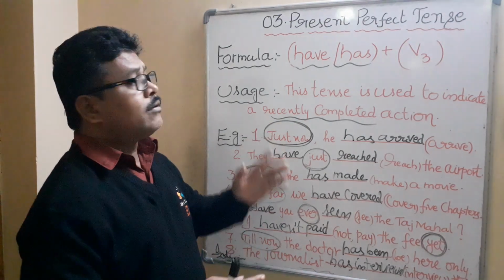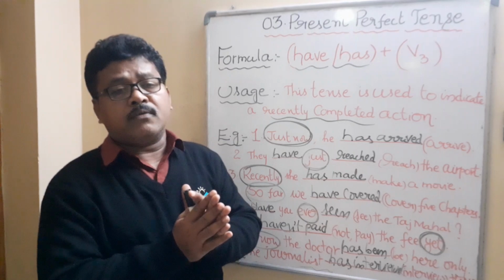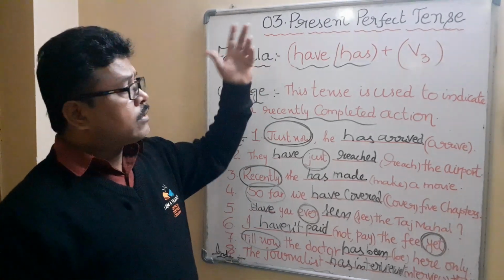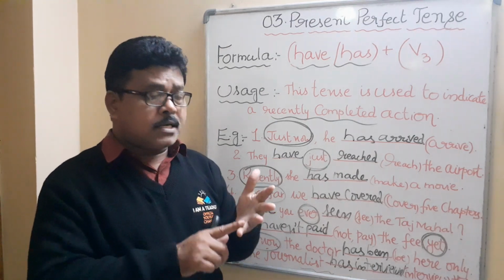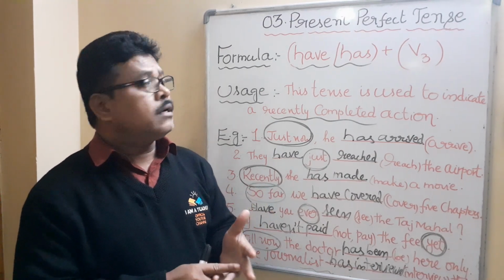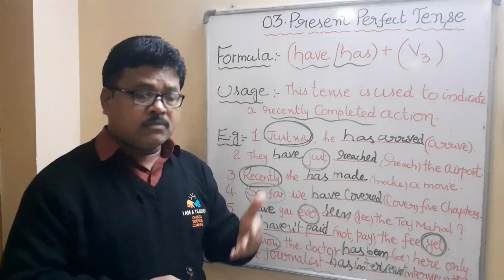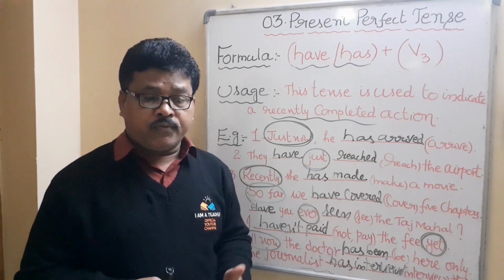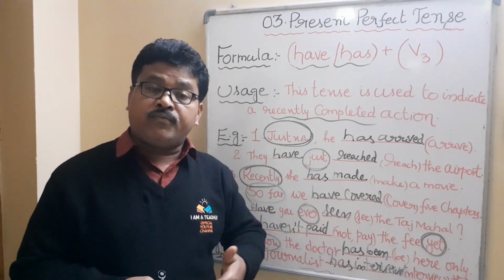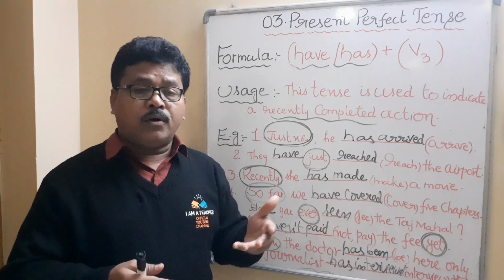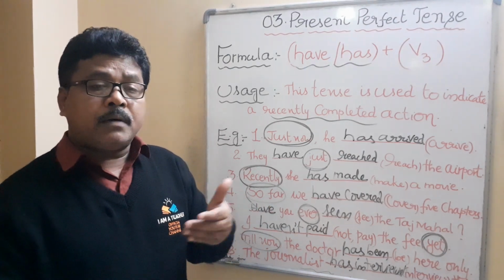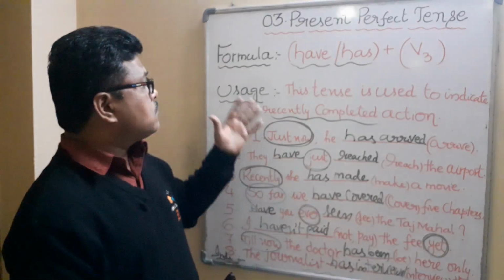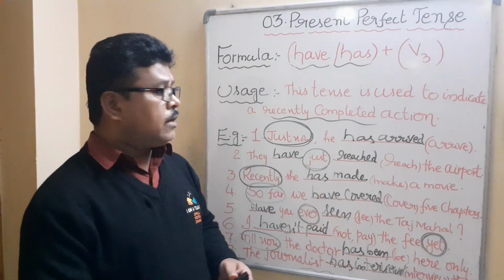In this way we have to learn all the tense forms one by one. 12 tense forms we are going to learn one by one. So we have covered 3. Okay, so simple present tense over, present continuous tense over, present perfect tense over. In the next video, inshallah, we are going to learn present perfect continuous tense, number 4, PPCT. What is the usage, what is the formula, that also we are going to learn in the next video.